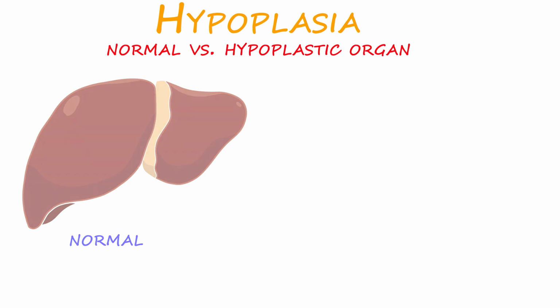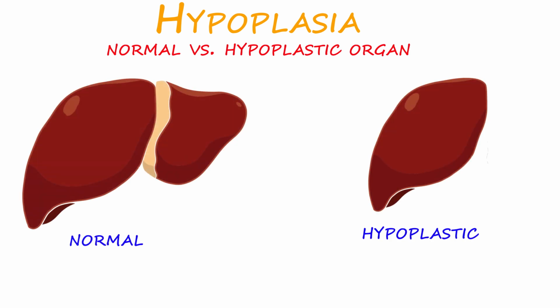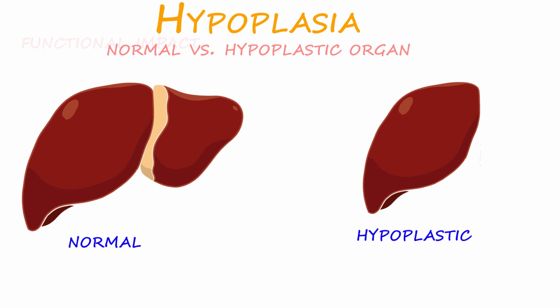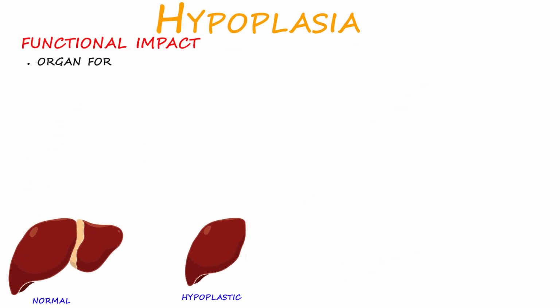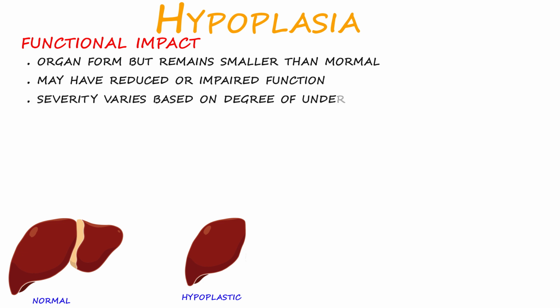Hypoplasia refers to the underdevelopment of an organ or tissue due to decreased cell production during development. Unlike aplasia, where an organ completely fails to develop, in hypoplasia, the organ forms but remains smaller than normal. Hypoplastic organs may have reduced or impaired function. The severity often depends on the degree of underdevelopment.